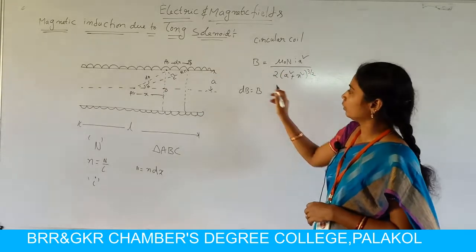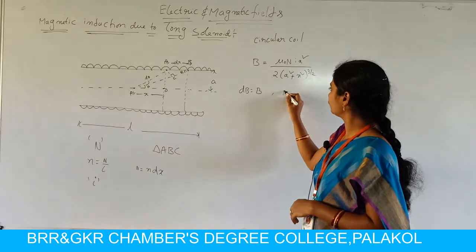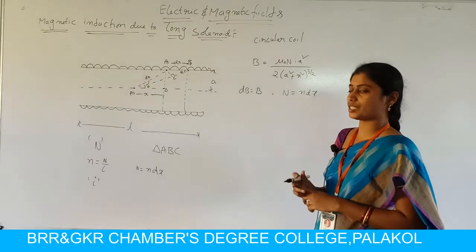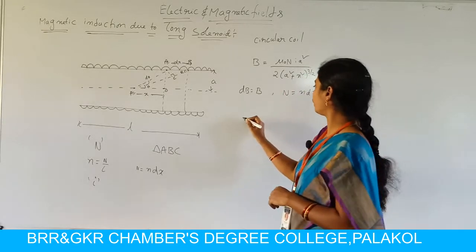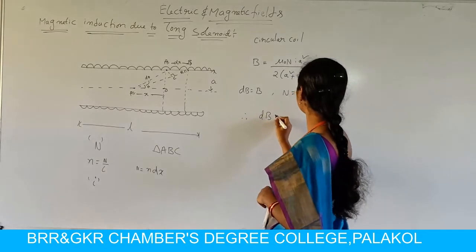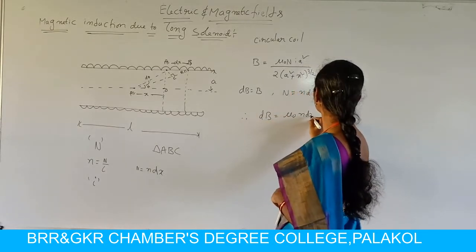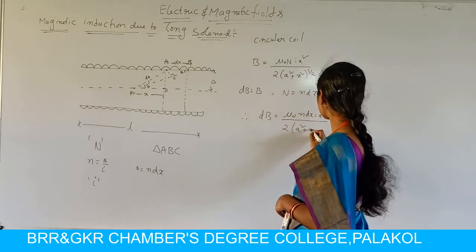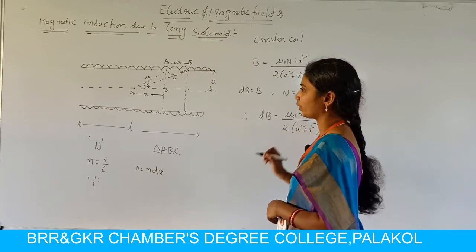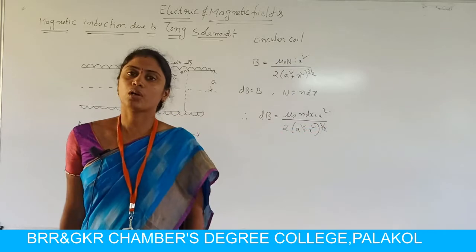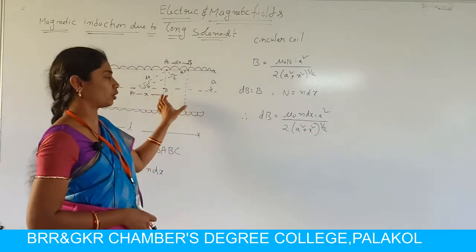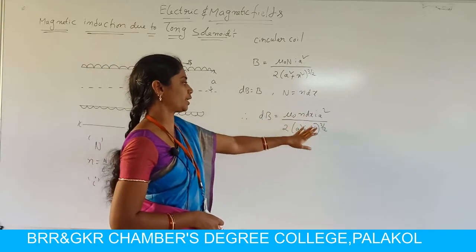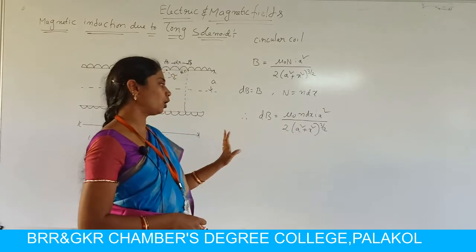Here we are considering n as the number of turns, so the number of turns in this element is n dx. By substituting these terms in this value, dB is nothing but mu naught n dx I a square by 2 into (a square plus x square) whole power 3 by 2. This is the magnetic field induction for a small part of the solenoid, which is dx. So dB equals mu naught n dx I a square by 2 into (a square plus x square) whole power 3 by 2.